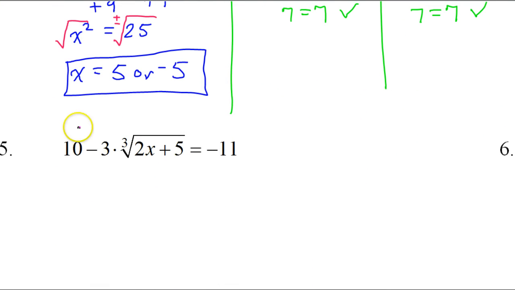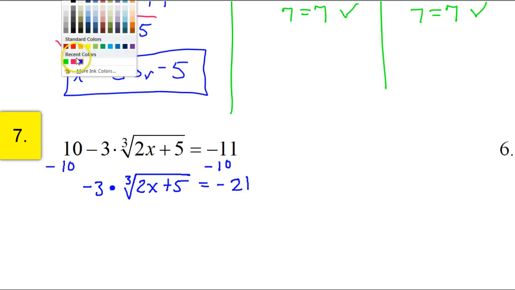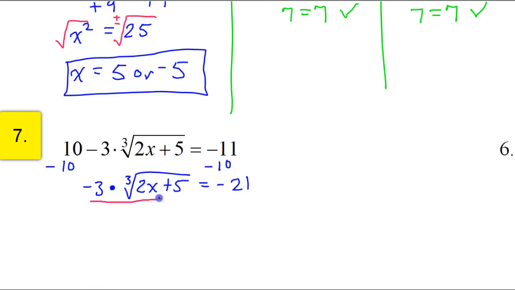Okay, let's take a look at number 5. Got to get the radical by itself. So let's go ahead and subtract 10 from both sides. So that'll leave us with negative 3 times the cube root of 2x plus 5 is equal to negative 21. Alright, got to get rid of this negative 3. So we will divide both sides by negative 3.